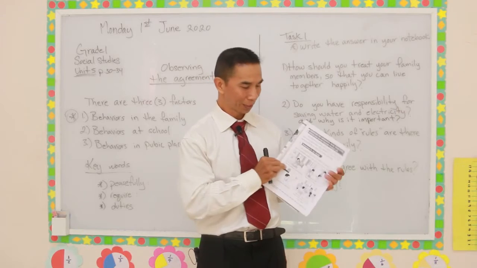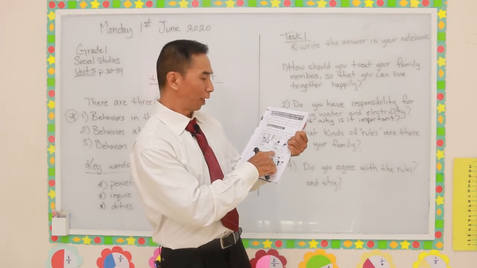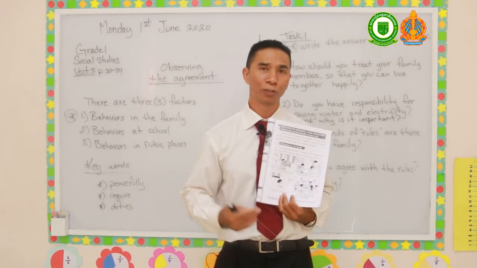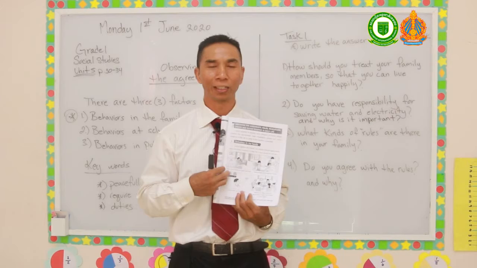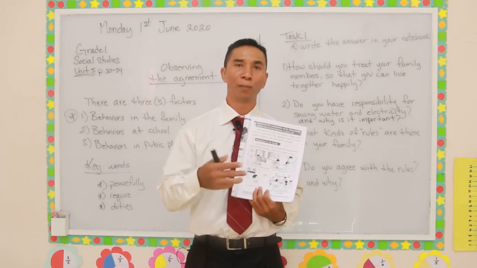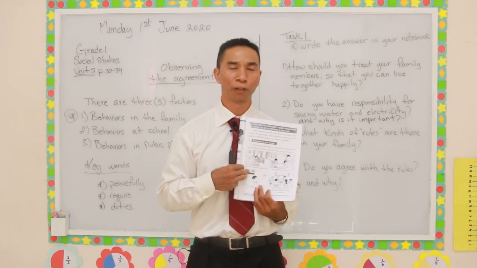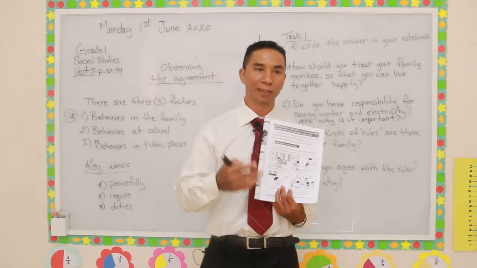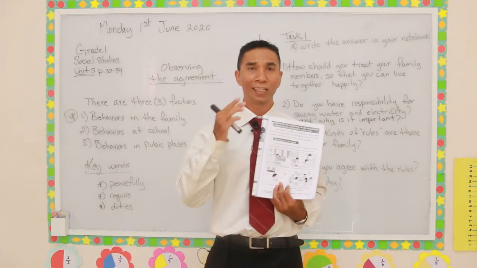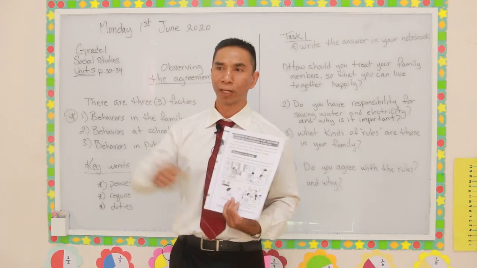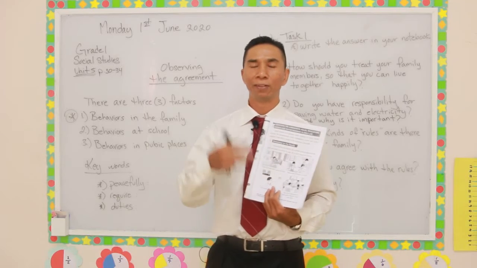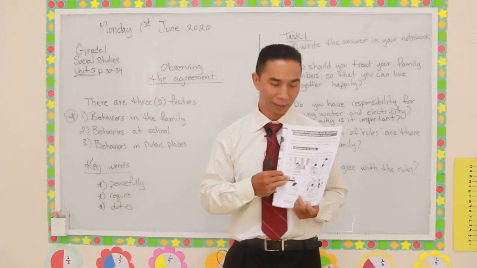I hope so. And on question number 2, responsible for assigned chores. What are chores? Do your mom or your dad assign you any chores? Chores are duties that your mom or dad assign you to do. For example, if your mom said, son or daughter, please go clean that room with the broom. So that is your chore. Your chore is to take that broom and go clean that room. A chore is an assignment given to you by your parents, by your mom or your dad.